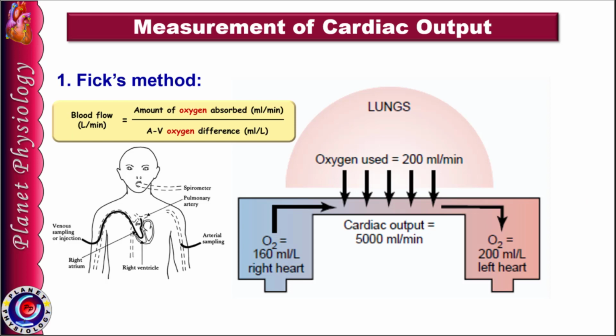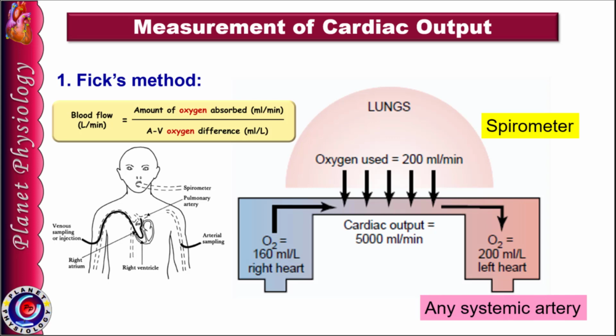With the help of spirometer, we find out the amount of oxygen consumed by the body in a minute. We measure arterial oxygen level by taking samples from any convenient artery. Venous sample is collected from pulmonary artery by inserting a catheter from hand vein and passing it till the pulmonary artery. Collecting venous sample from pulmonary artery is must because this is the place where deoxygenated blood from the entire body is entering. Now substitute these values in the formula and then you can calculate cardiac output.